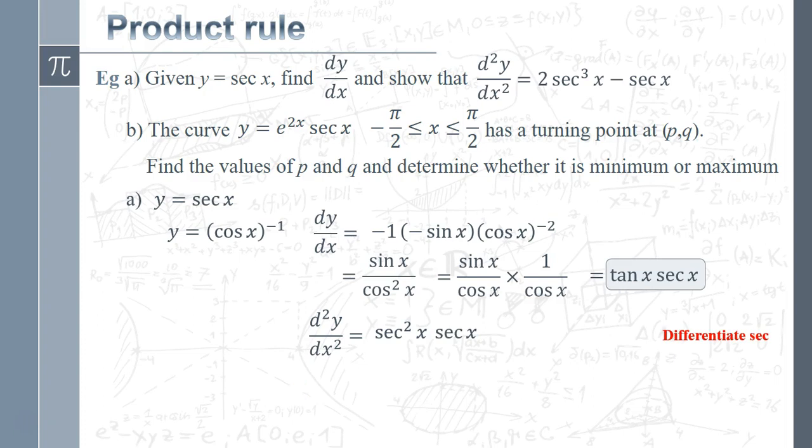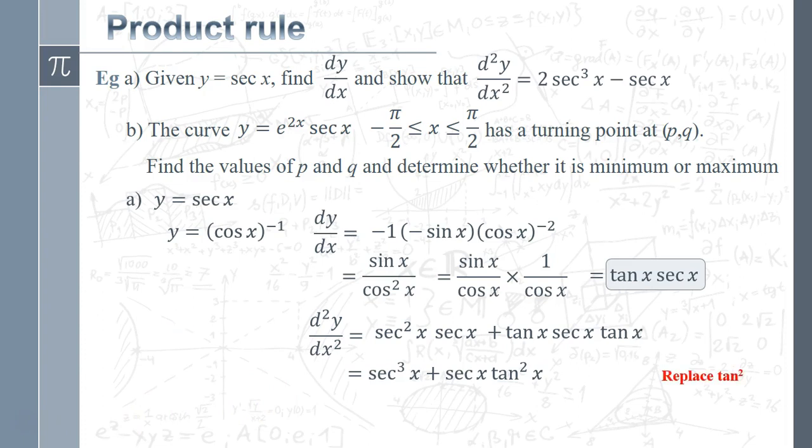Now we differentiate the second one, sec, which we know is tan sec, that's the result we just proved, and leave the tan alone. So we're there, and what we've got now is sec cubed x plus sec x tan squared x. Now the result we're aiming for just contains sec, so we need to get rid of the tan. So we're going to have to replace the tan squared.